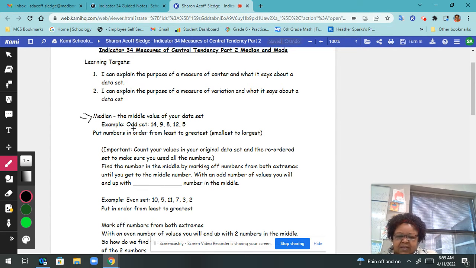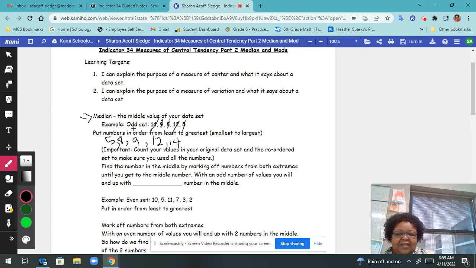Okay, so let's look at this one. First thing you have to do for median and range, and it helps you with mode if you do it this way too, is to put your numbers in order from the smallest to the largest. So in this data set, I have an 8, and then 9, and then I have a 12. I'm sorry, 5 was first. So I have a 5, an 8, a 9, and then 12 and 14.